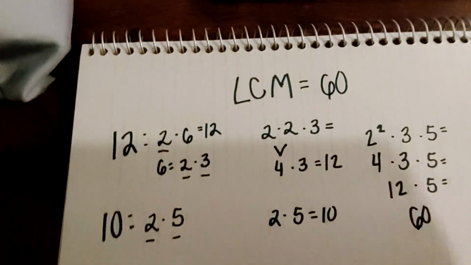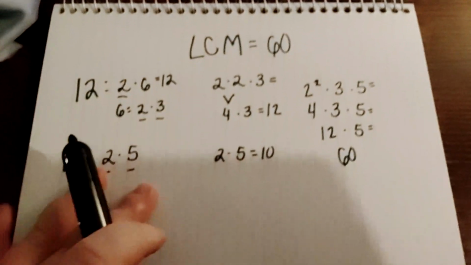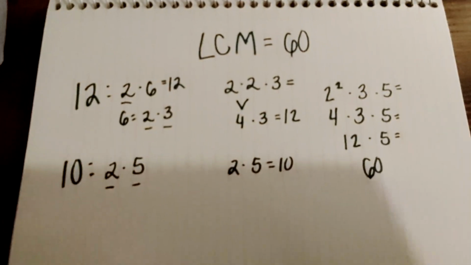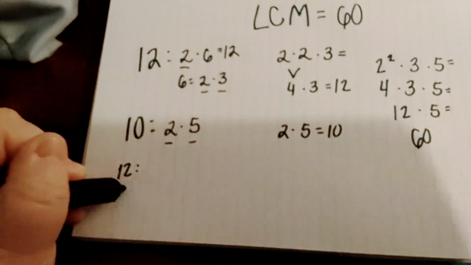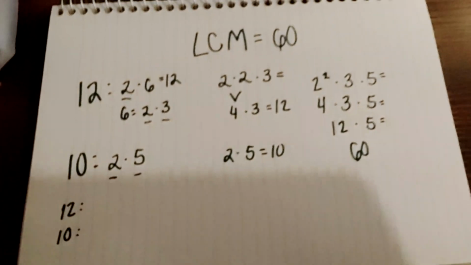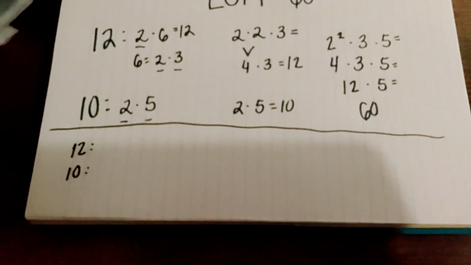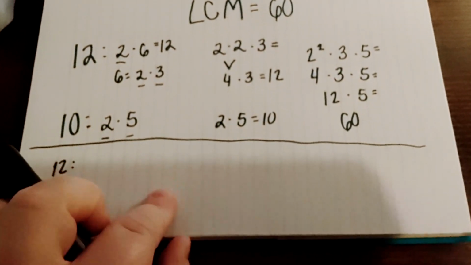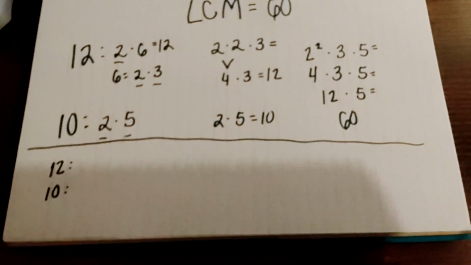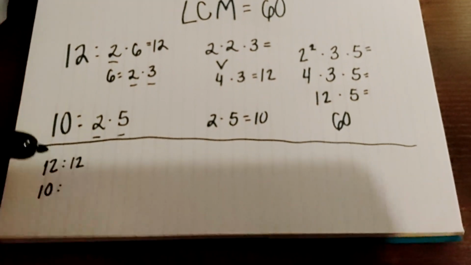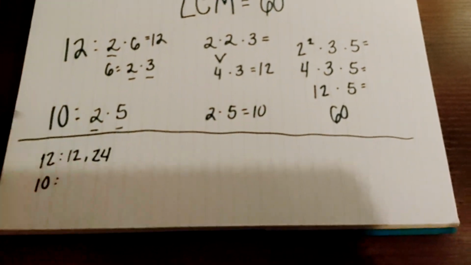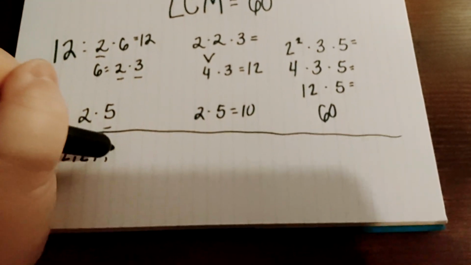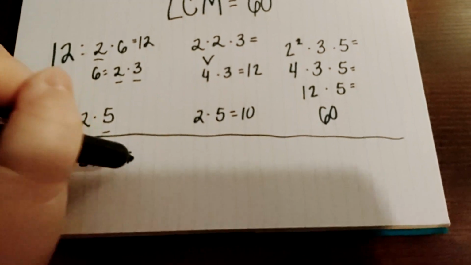Good job. Now, there's also one other way you can find a least common multiple. Let's rewrite our 12 and let's rewrite our 10. Another thing that we can do is just go down the list of multiples until we find one that 12 and 10 both have in common. So 12 is our first multiple. 12 times 2 is 24. 12 times 3 is 36. Good job.